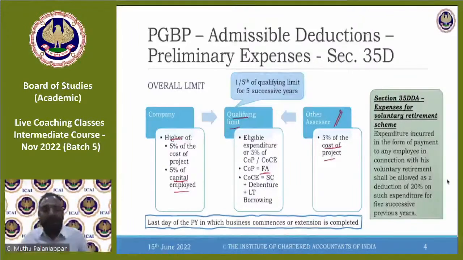Now what is capital employed? Capital employed is basically your share capital, your debentures, your long-term borrowings. If you combine all this, you get the capital employed. So 5% of capital employed or 5% of cost of project, whichever is higher, subject to the maximum of eligible expenditure. So it cannot exceed the eligible expenditure. That's what we are talking about, correct?